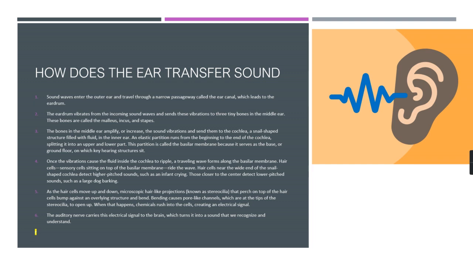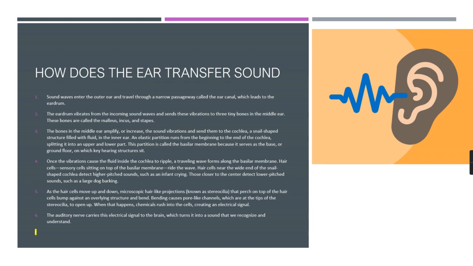The bones in the middle ear amplify or increase the sound vibrations and send them to the cochlea, a small spiral-shaped structure filled with liquid in the inner ear. A membrane runs from the beginning to the end of the cochlea, splitting it into upper and lower parts. This is called the basilar membrane, because its nerve cells have the base or ground floor on the key hearing seat.